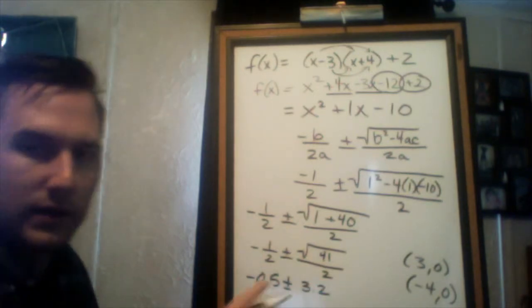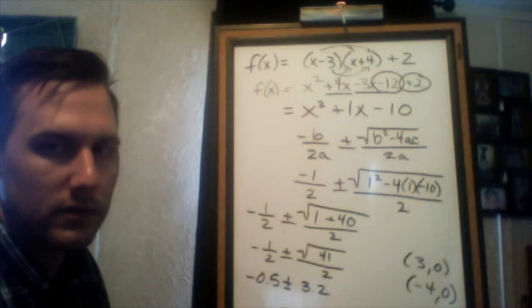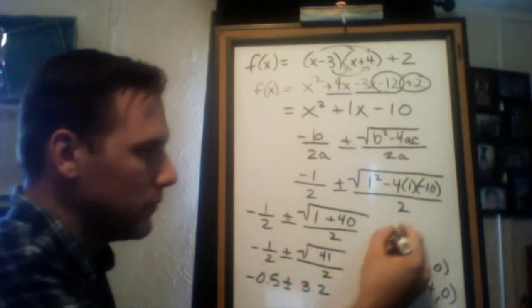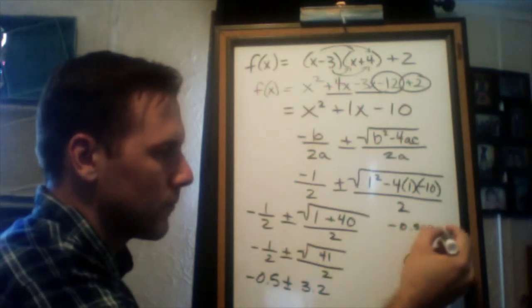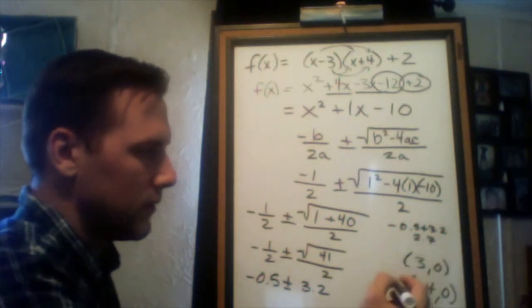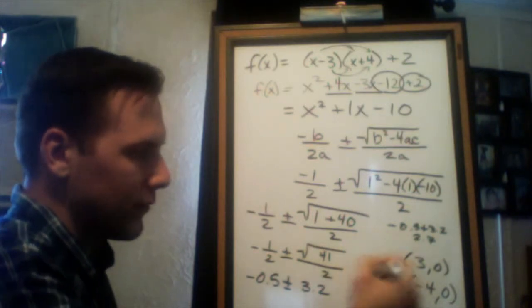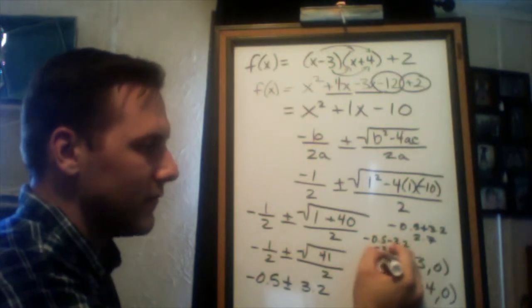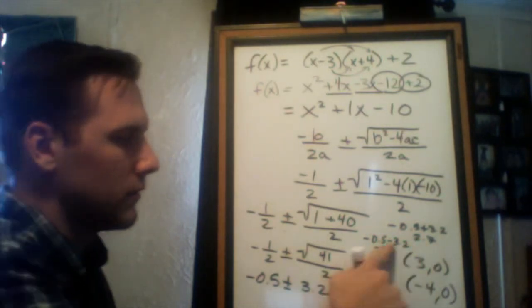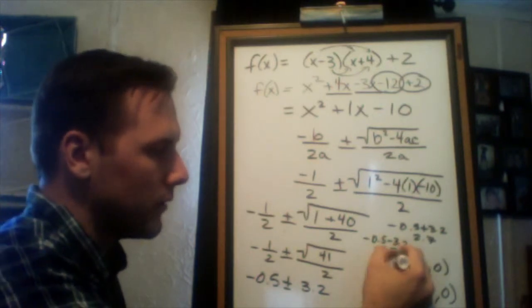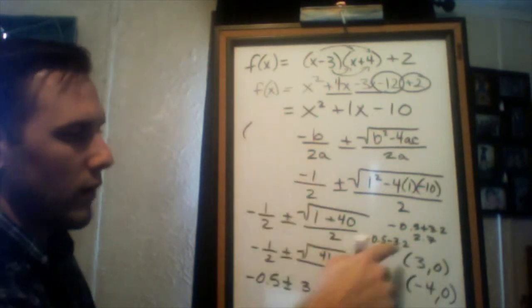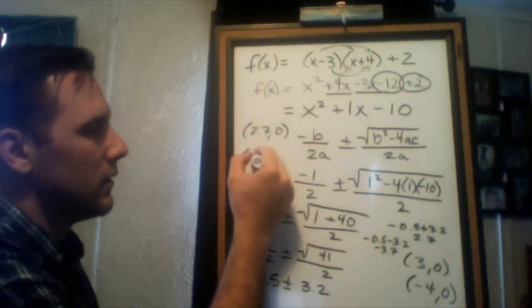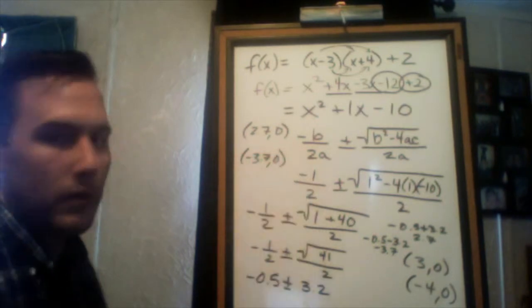And so that means we're going to take negative 0.5 and add 3.2 to that value, and then turn around and subtract it. So if I add negative 0.5 plus 3.2, that gives me 2.7. And negative 0.5 minus 3.2, we get negative 3.7. Okay, 3.7. So our new x-intercepts are going to be at 2.7 and negative 3.7.